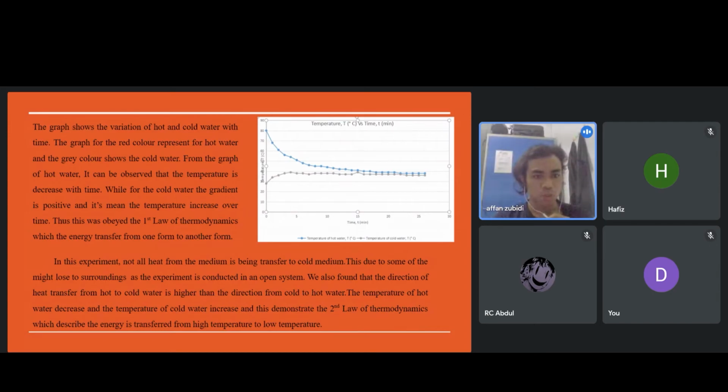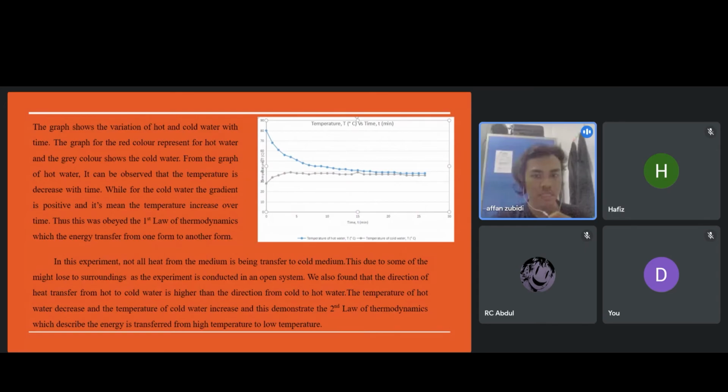In this experiment also, not all of the heat from the hot medium is transferred to the cold medium. This is because some of the heat might be lost to the surroundings as the experiment is conducted in an open system. We also found that the direction of heat transfer from hot water to cold water is higher than the direction from cold to hot water.